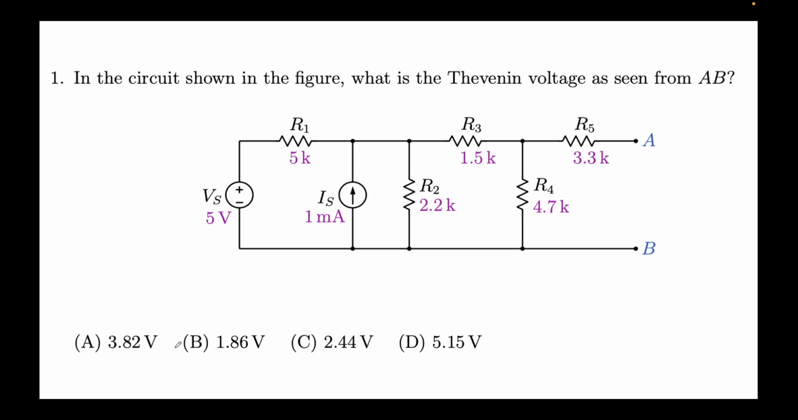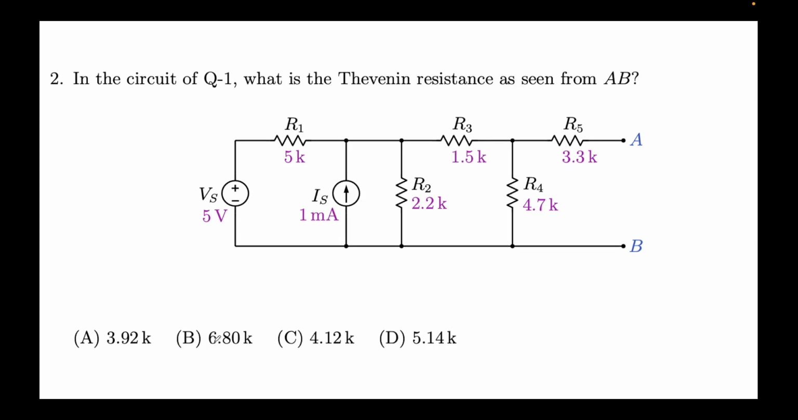So yeah, option B, that's close enough. It's not exact, but it's close enough. Remember, we had simplified. We had assumed 3.30 to be equivalent to 3K. So we are close enough. So 1.86 volts is the Thevenin voltage, right? And next, the same part of this question, now they're asking about the Thevenin resistance.